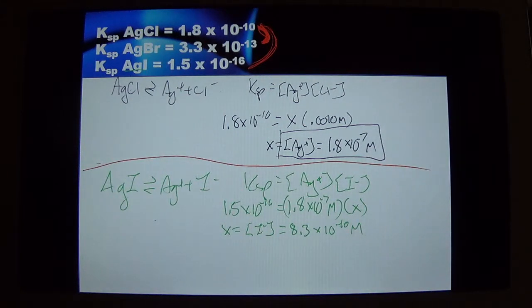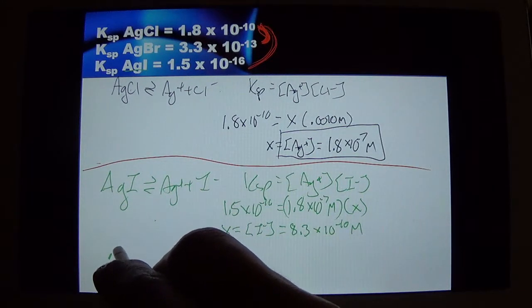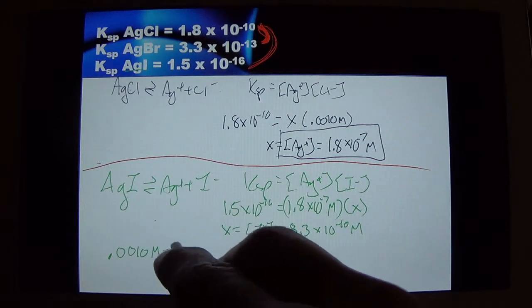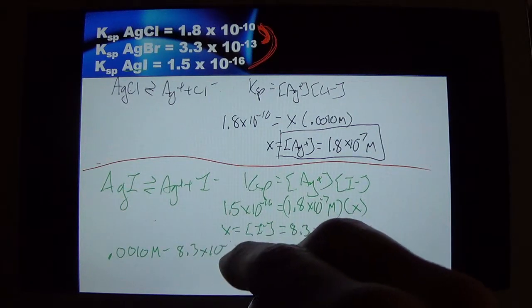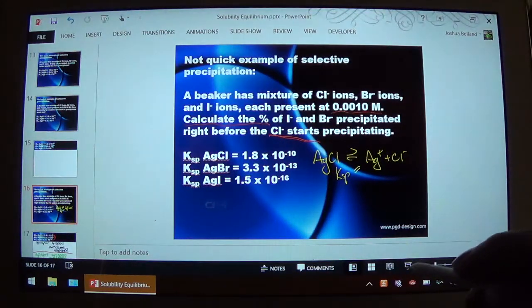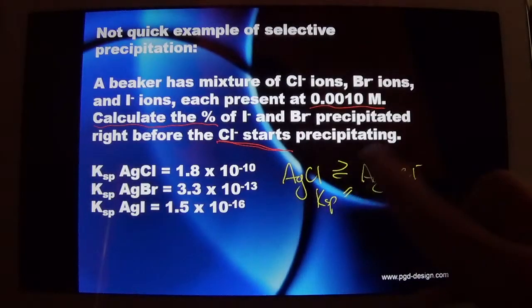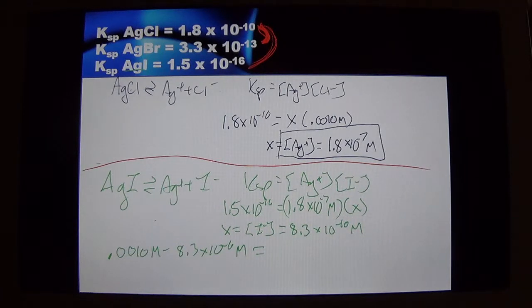molarity. Now I need to find my percentage, but I need to know the percentage of what precipitated, not what is left over. So 0.0010 molarity minus the leftovers of 8.3 times 10 to the negative 10 molarity. Okay, give you a chance to copy that down. 0.001 minus our 8.3 times 10 to the negative 10. If my calculator would behave.